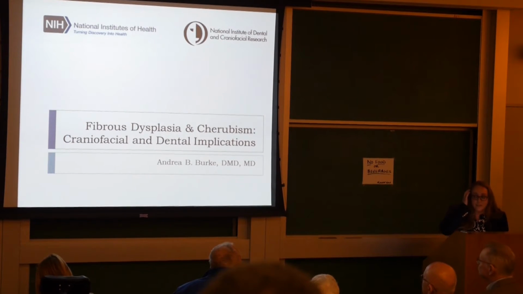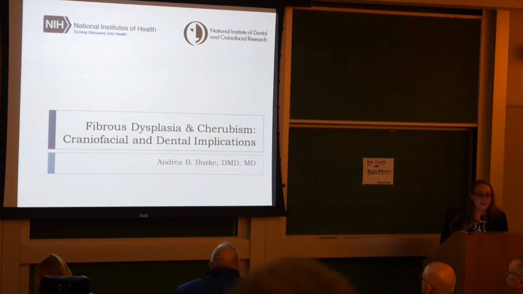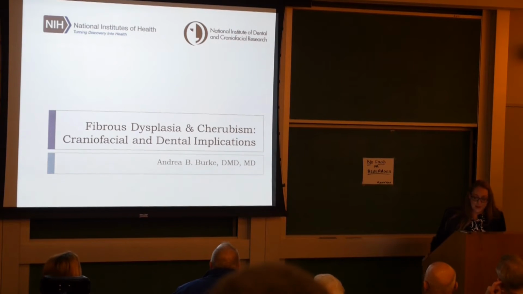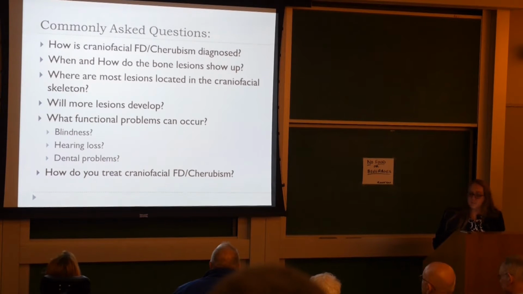And today I'll be talking about fibrous dysplasia and another disorder, cherubism, as well as the craniofacial and dental implications of both of these. So here are some commonly asked questions that we get. How is craniofacial fibrous dysplasia or cherubism diagnosed? When and how do these lesions show up? Where are most of these lesions located? And do more of them develop over time? What kind of functional problems can occur? And how do you treat these?